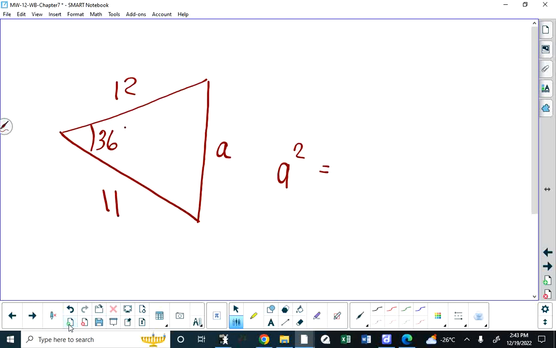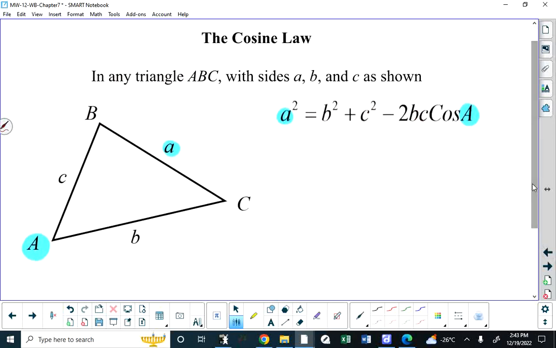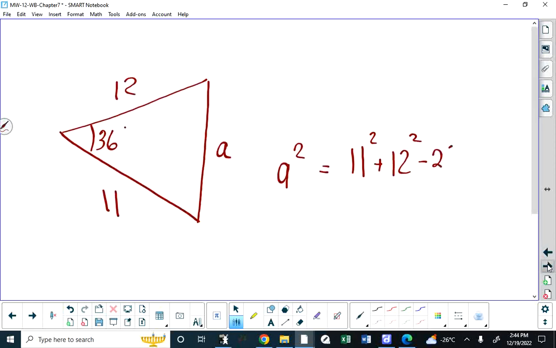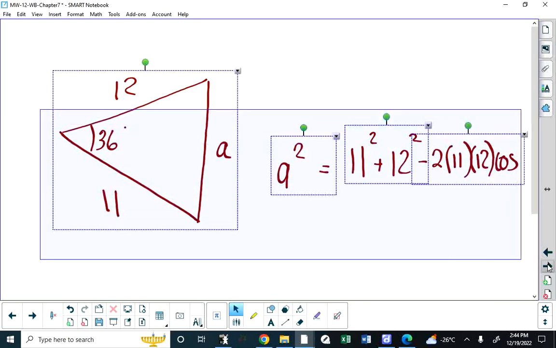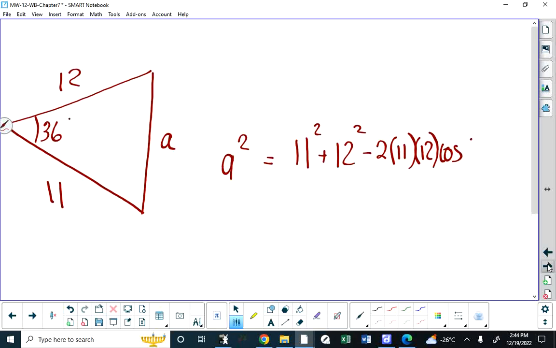You with us? Good. So that means we're going to write 11 squared plus 12 squared, and then look at the formula. Look about halfway down your page. It says minus 2bc cos A. I'm looking at this formula. b squared plus c squared minus 2bc cos A. So I have to write minus 2 times 11 times 12 times the cosine of 36 degrees. And you're going to get lots of practice on your own, but I just want to show this to you a couple of times first.